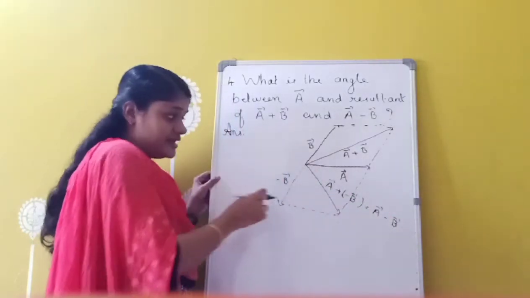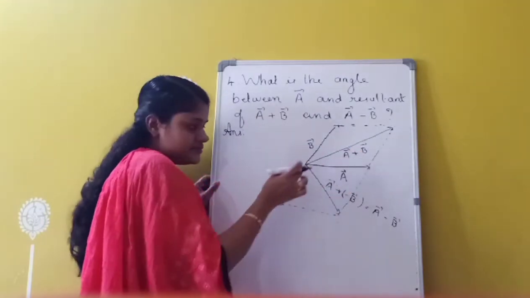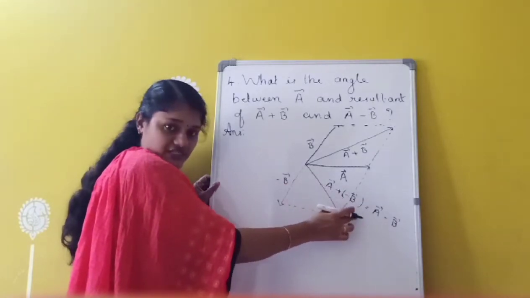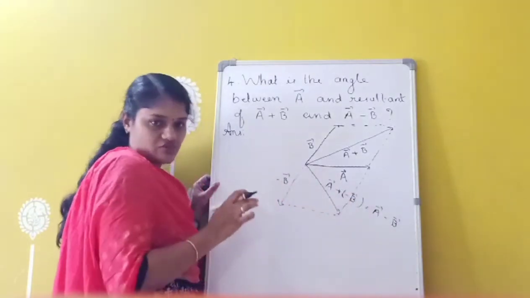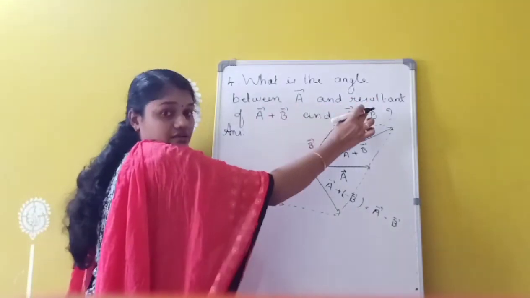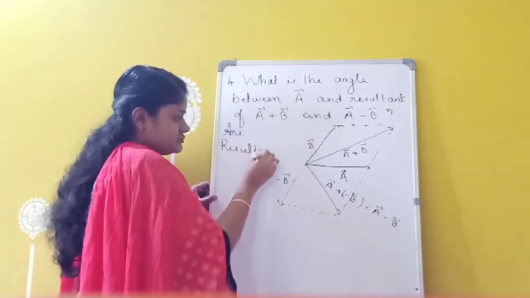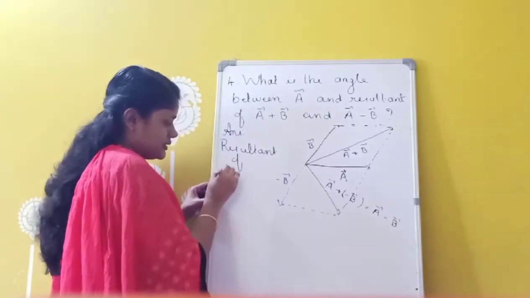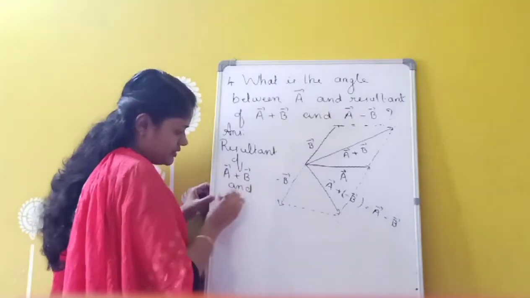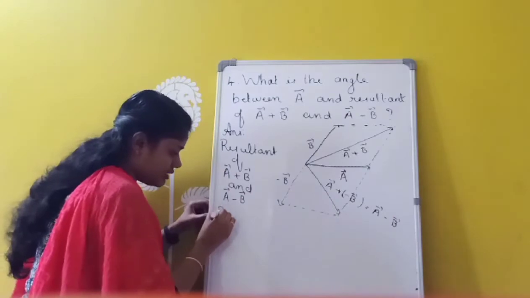That means the resultant vector of vector A and vector B can be written as vector A plus B. Similarly, the resultant vector of vector A and minus vector B can be written as vector A plus minus vector B, or we can write vector A minus vector B. So here they are asking about the resultant of vector A plus B and vector A minus B. That is taken as vector R.